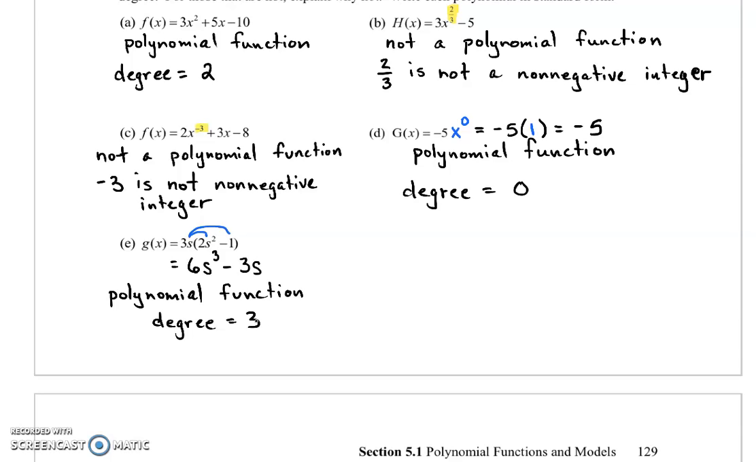That's the basics of polynomials. We will start talking about power functions and how their graphs look in the next video.